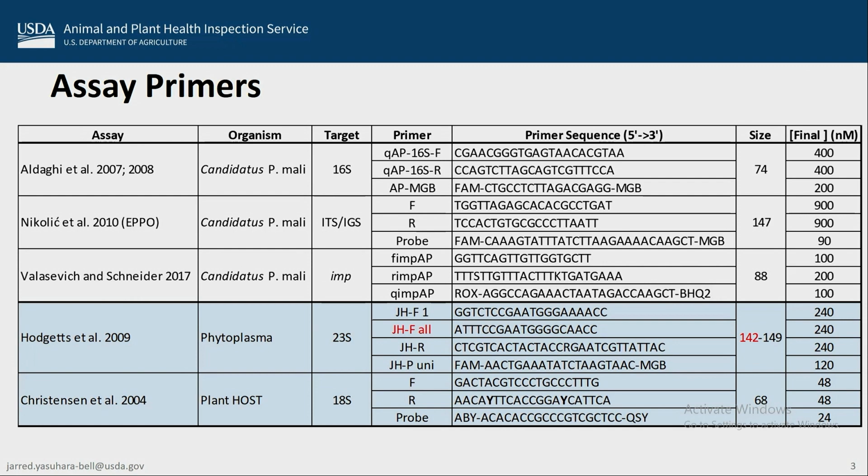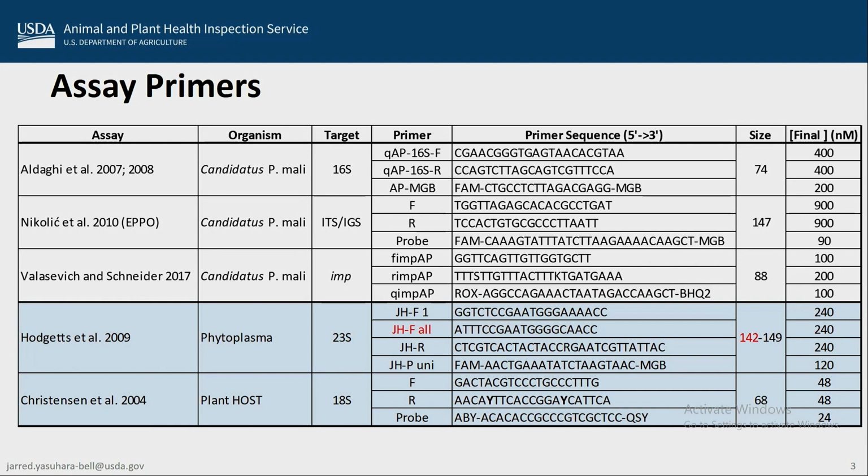After some preliminary in silico and wet lab testing, I found that the 16S and ITS, which is the one used by EPPO, did cross-react with other group 10 phytoplasmas, the prunorum and the pyri. So the immunodominant protein assay showed to be highly specific, so that's the one I selected for full validation.